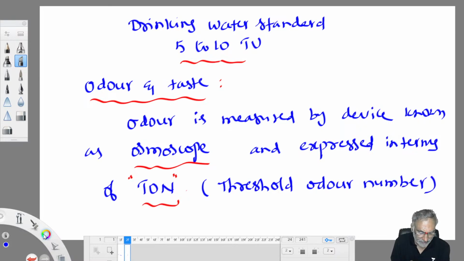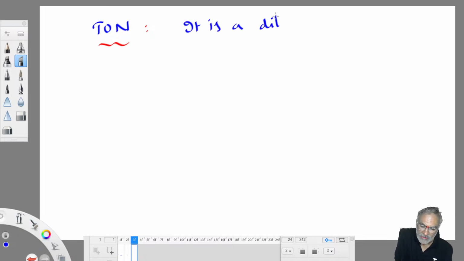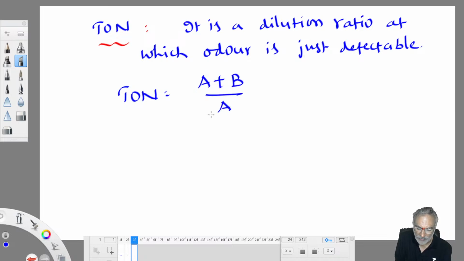So what is this threshold odor number? Threshold odor number is nothing but the dilution ratio at which odor is just detectable. Normally this threshold odor number is equal to (A + B) / A. One equation is there. With the help of this equation we can work out the threshold odor number.